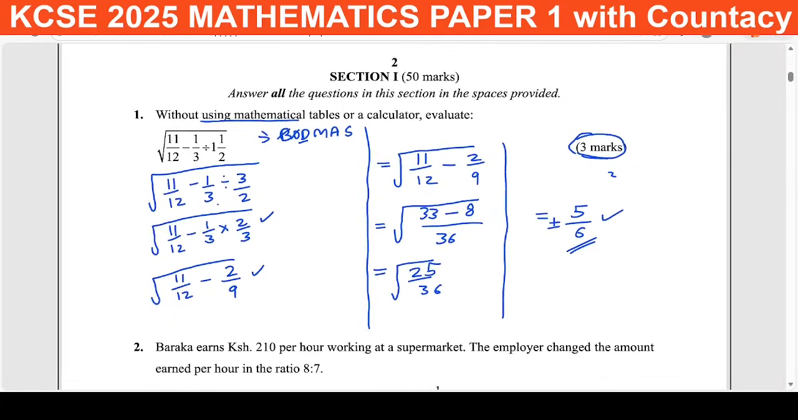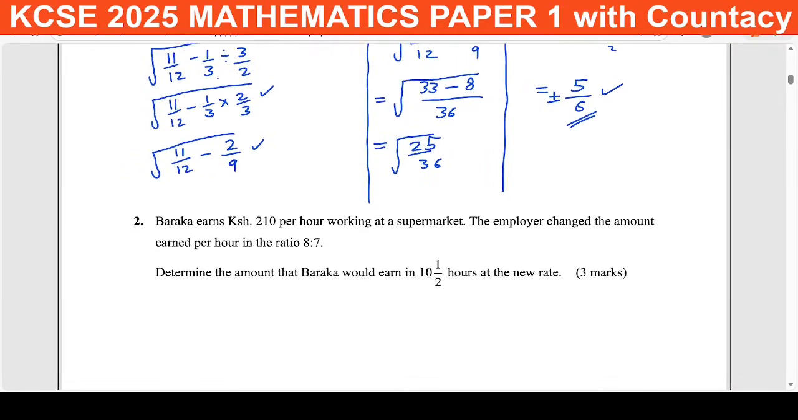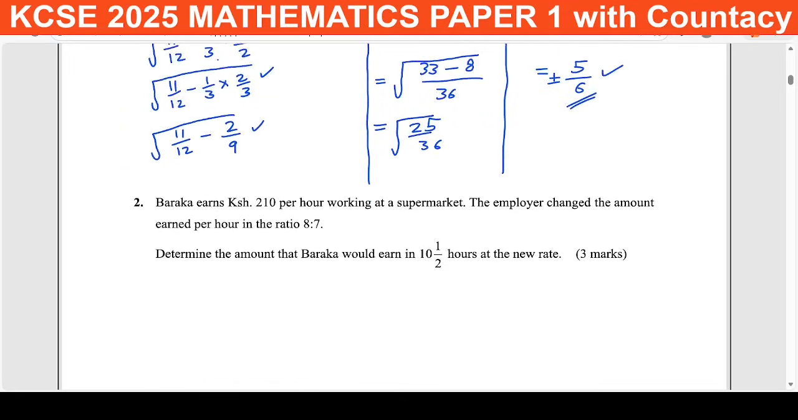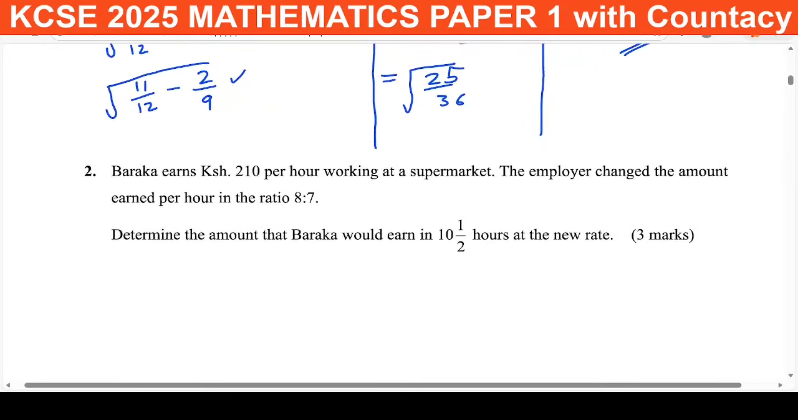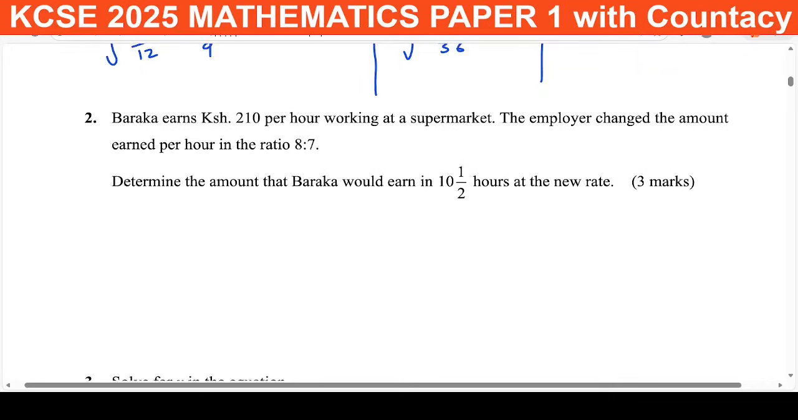Let's get into the second question over here. A very awesome question. I see it's touching a bit about money. And well, we have Baraka earns shillings 210 per hour working at a supermarket. The employer changed the amount earned per hour in the ratio of 8:7. Determine the amount that Baraka would earn in 10.5 hours at the new rate.